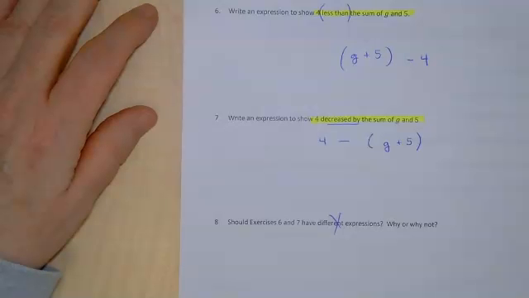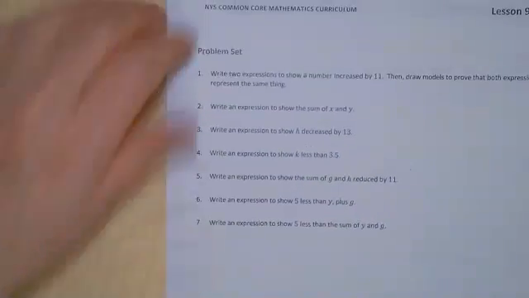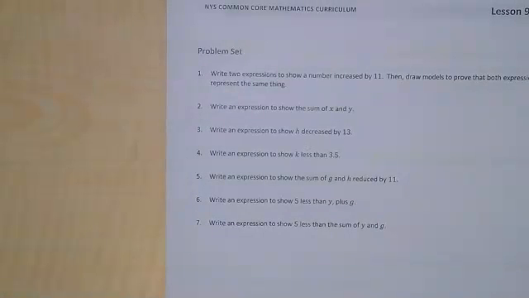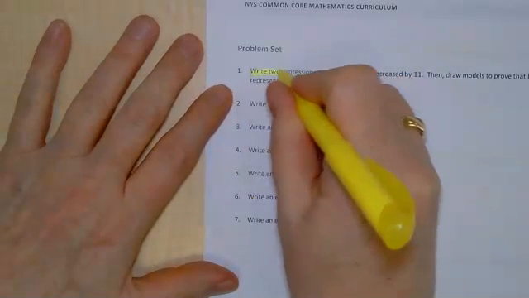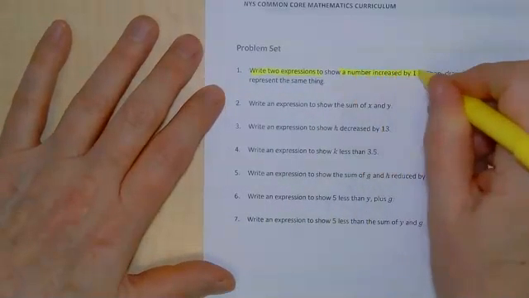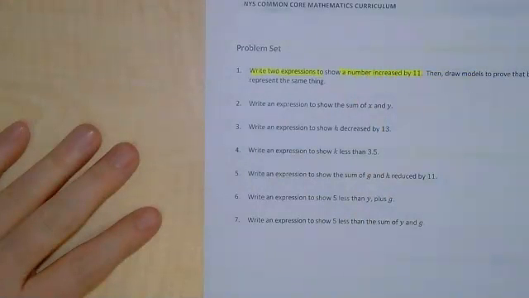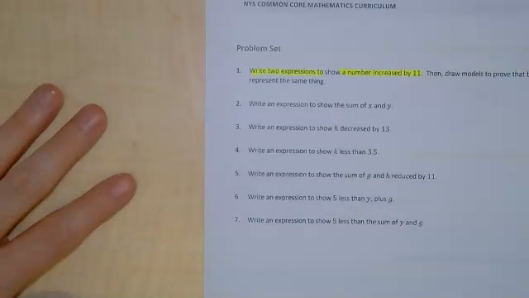So that's where we start today. Don't forget there's a quiz on Friday. We're going to do 1 more lesson tomorrow. Here's what I want you to do now. So for today, there are 7 questions in the problem set. Look at question number 1. Write 2 expressions that show a number increased by 11. Where would you start with that one? A number increased by 11.